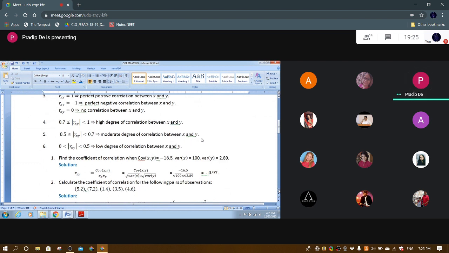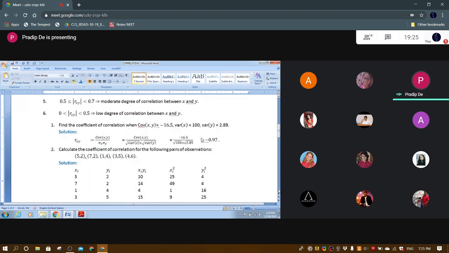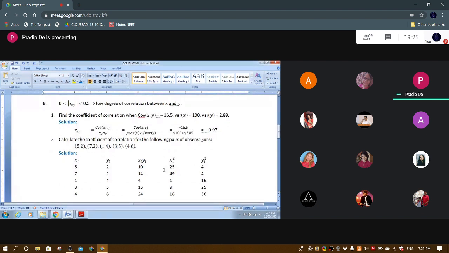In this case, these ordered pairs represent the value of x comma value of y. So to find out the coefficient of correlation, make a table like this. Xi and yi. Take the first values, the values of x, that is 5, 7, 1, 3, and 4. Write down the corresponding values of y, 2, 2, 4, 5, and 6. Make 3 more columns, xy, x square, y square. Then find their sum.